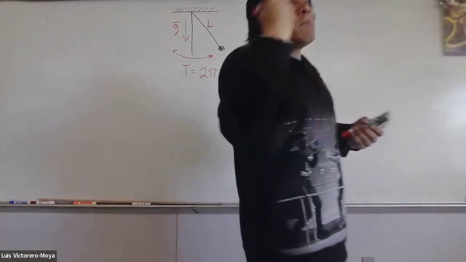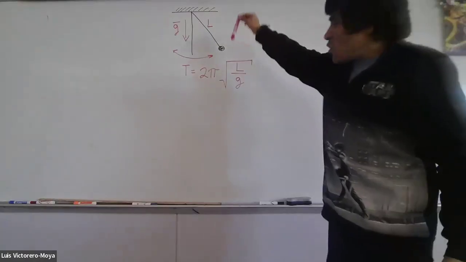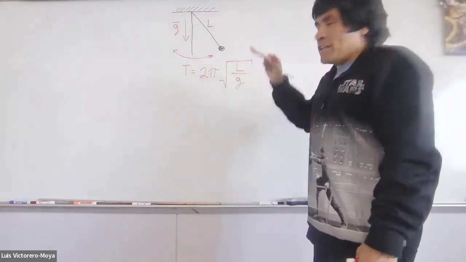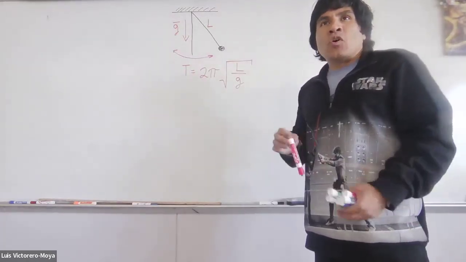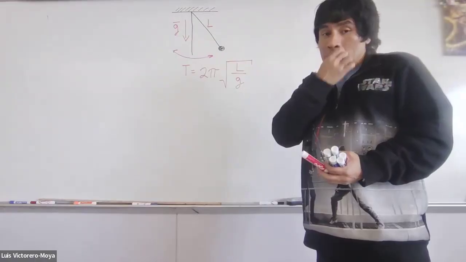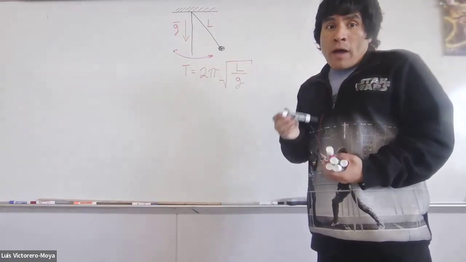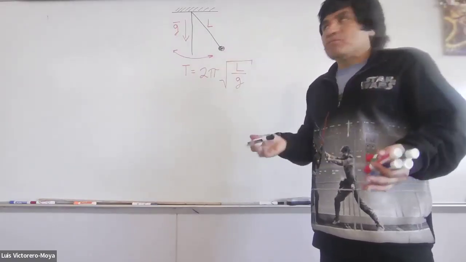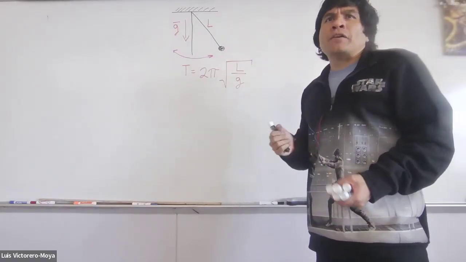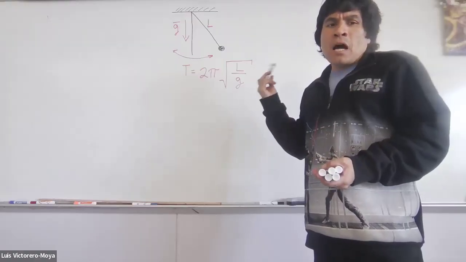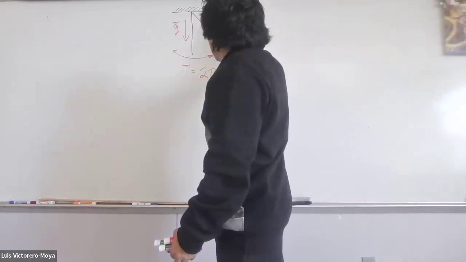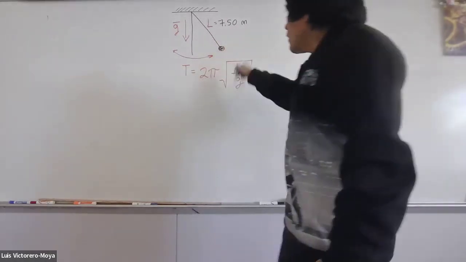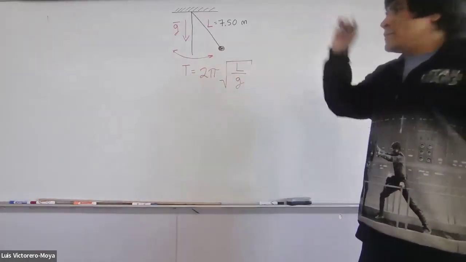Now, for problems like this, we take the direction of gravity as positive because it's inside the square root. L is always positive, so we take the direction of going downward as positive. So if they give you the length, you can just apply the formula and find the period, right? But what if L is 7.50 meters? On Earth, it will be just that.